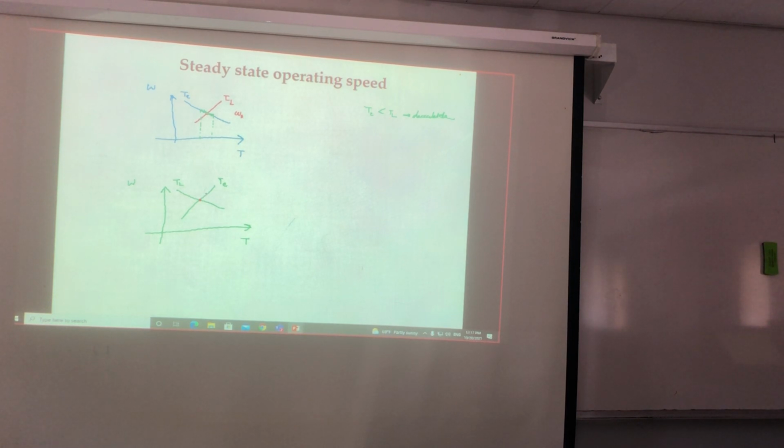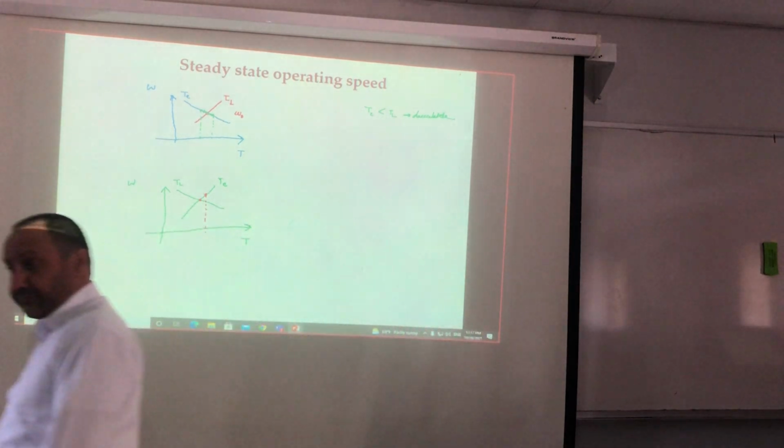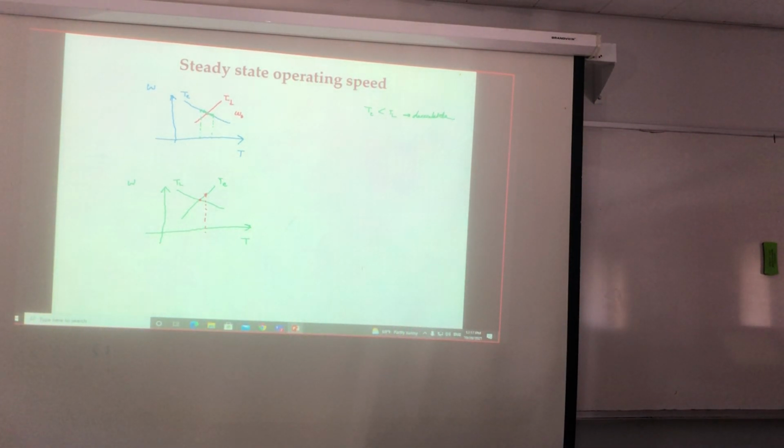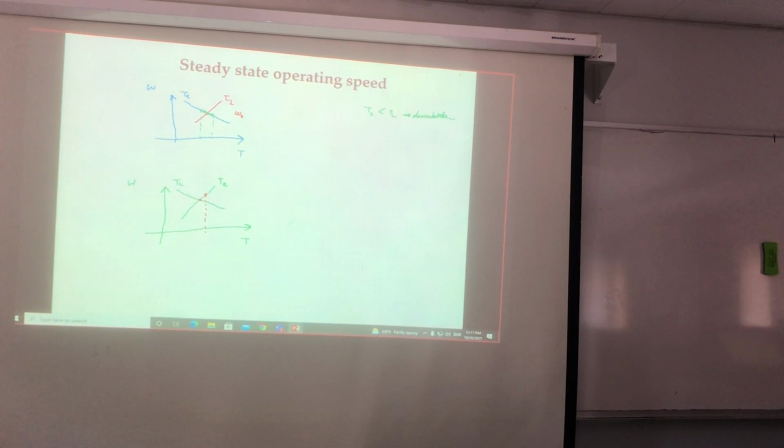I'm somewhere here. Now let's see. In this case, is the machine developing a torque higher than the load or less than the load? Higher. So I will accelerate. So this is unstable. Correct? I will accelerate and go to infinity. And beyond, according to Toy Story, Buzz, you know? To infinity and beyond.